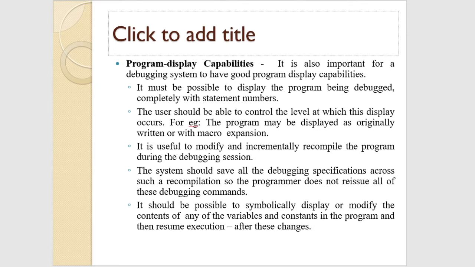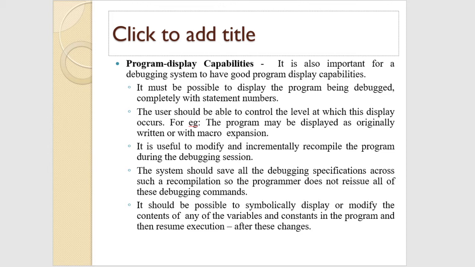The next point is program display capabilities. Coming to debugging capabilities, for example, in C programs while compiling, we can see that errors are shown with the statement numbers, which means the line numbers are displayed. Similarly, the debugger should be able to display the program with the statement numbers. So a debugger should have good program display capabilities, and the program being debugged should be displayed completely with the statement numbers.